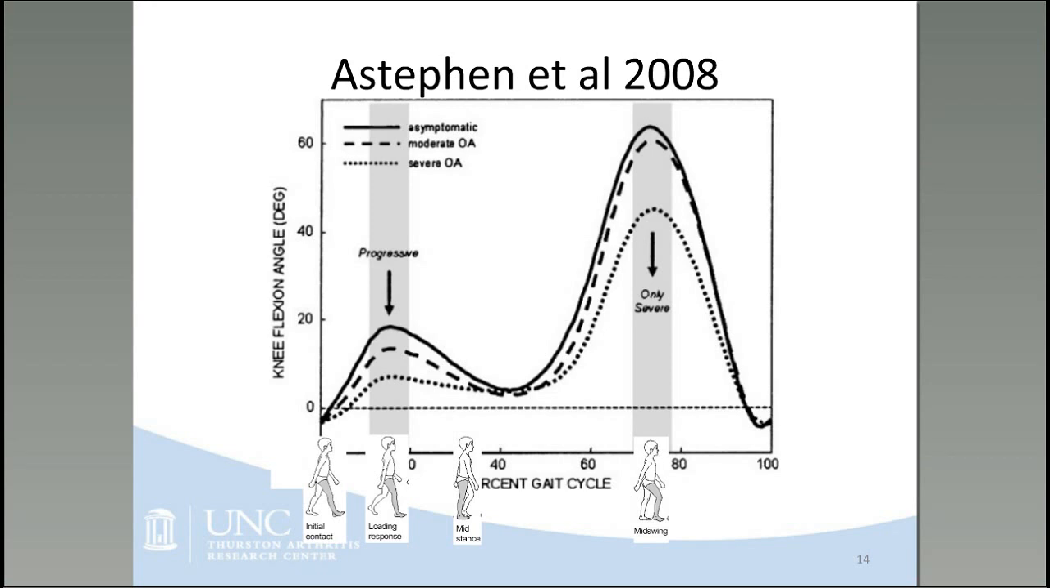During loading response, as the limb starts to take on the weight of the body while absorbing the shock of the force from the floor, OA knees flex less than knees that don't have OA. And knees with severe OA flex less than knees that have moderate OA. So you can see that progressive OA is associated with reduced knee flexion. And then later on during swing phase, the foot lifts off of the ground, the limb advances forward, but those with severe knee OA don't flex their knees as much as those with moderate or no OA. And so you can imagine that could potentially be a problem when we're talking about foot clearance.